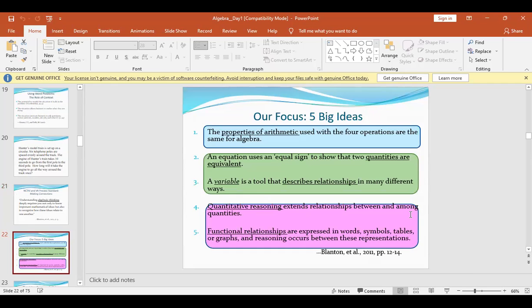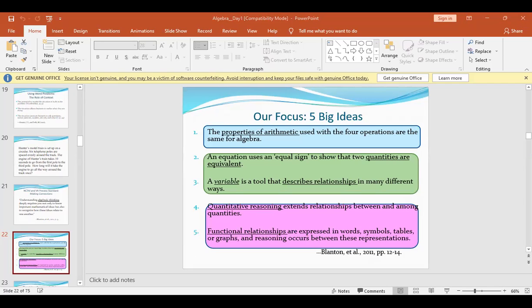So, let's focus on the 5 big ideas. The properties of arithmetic used with the 4 operations are the same with algebra. So, we have the 4 basic operations. Ano yung 4 basic operations? May estudyante pa ba? Addition, multiplication, minus, division, ma'am.